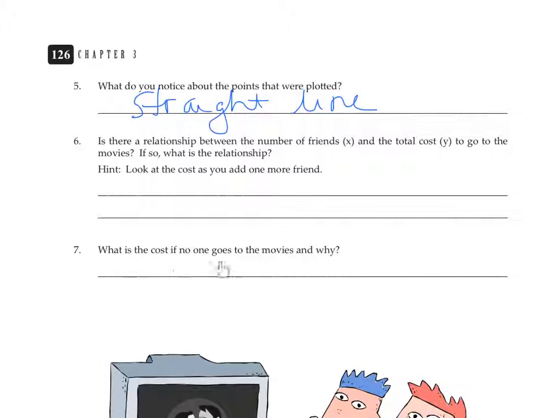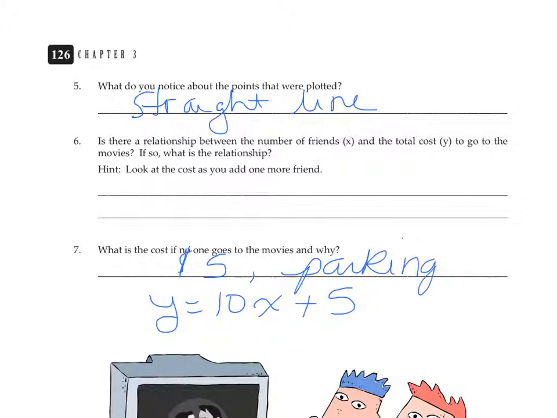What is the cost if no one goes to the movies, and why? Well, let's rewrite. That equation was y equals 10x plus 5. If no one goes to the movies, that means we have 0 here for x, because this was the number of friends. If we substitute a 0 in here, what do we have? 10 times 0 is 0, plus 5 is 5. It's still going to cost $5. Why is it still going to cost $5? Because we had this plus 5 on here for parking, didn't we? The parking wasn't actually part of the movies. It was something that was extra added on after the tickets. So even if no one actually buys tickets to go to the movies, it's still going to cost $5.